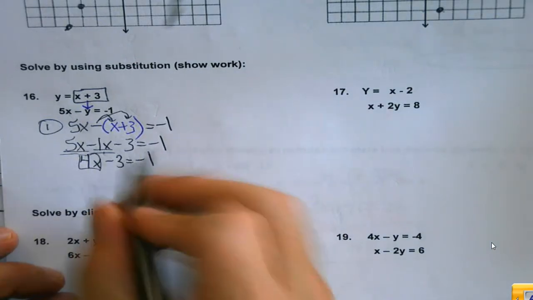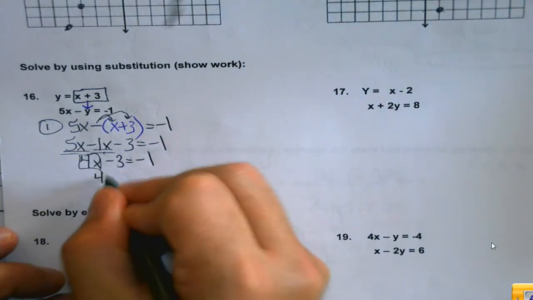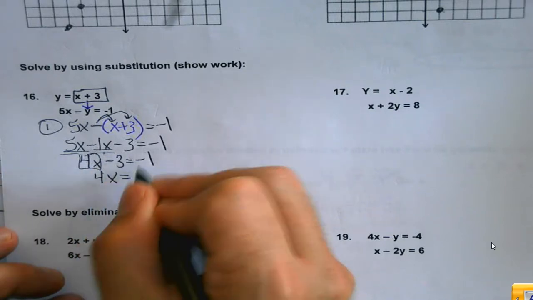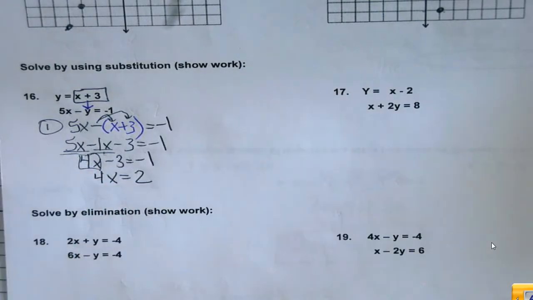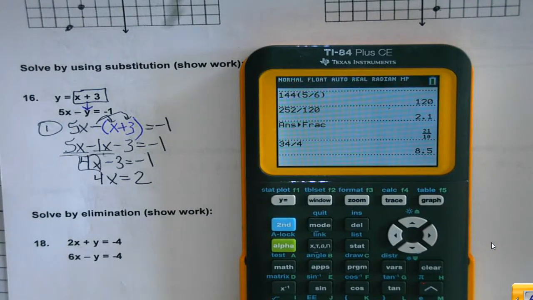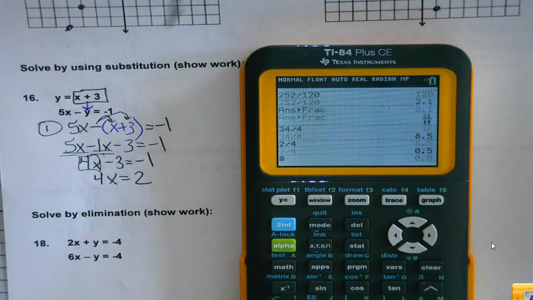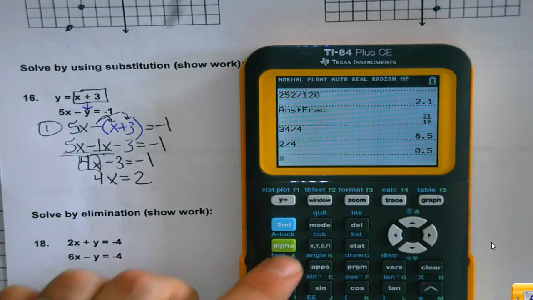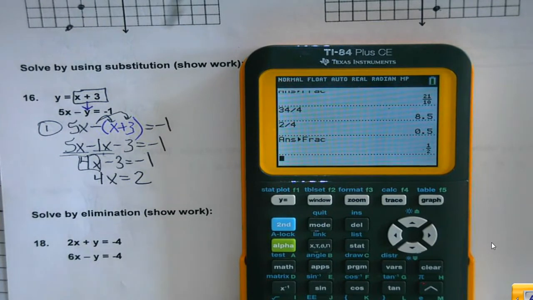Add my 3 over. And don't panic when you get to this step. Remember, I'm dividing by 4, because that's what's with x. I didn't get a whole number on an elimination substitution problem. Is that okay? Yeah, it is.